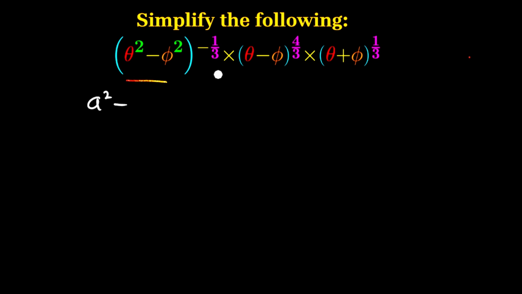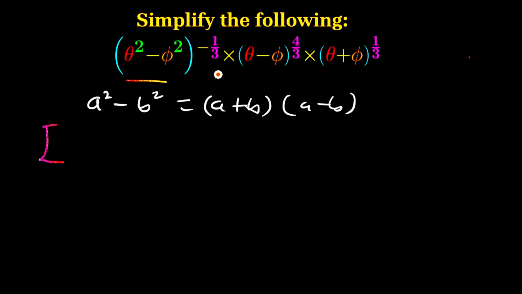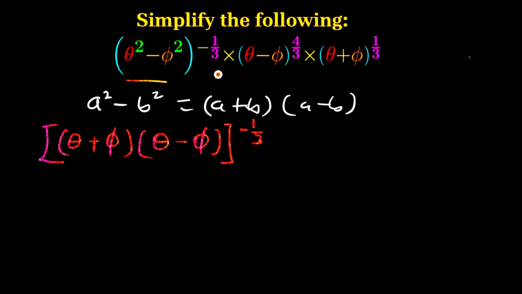Remember, when you have a squared minus b squared, that is the same as (a plus b) times (a minus b). So we can use that to simplify the first bit. So we're going to have a big bracket, and then we have (θ + φ), then we close that bracket, and then times (θ − φ), then we close that bracket, and then there's the power, which is negative 1/3.